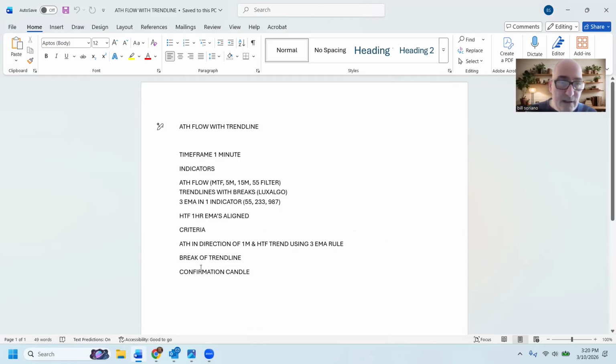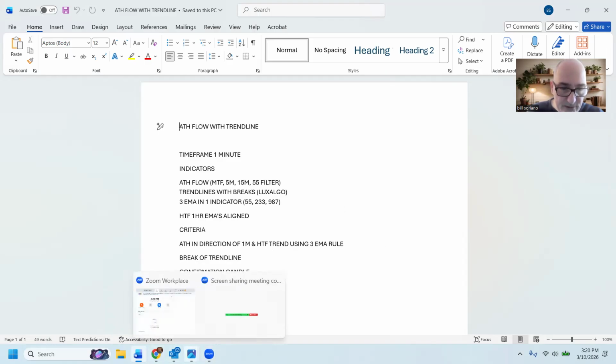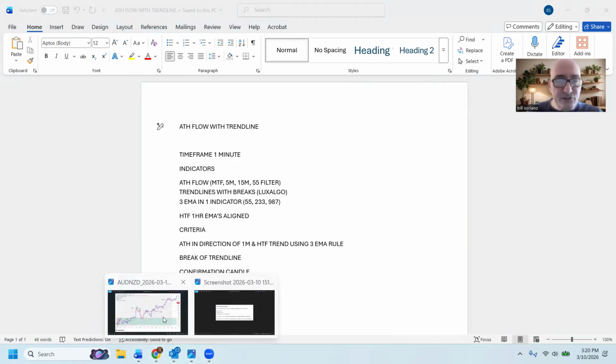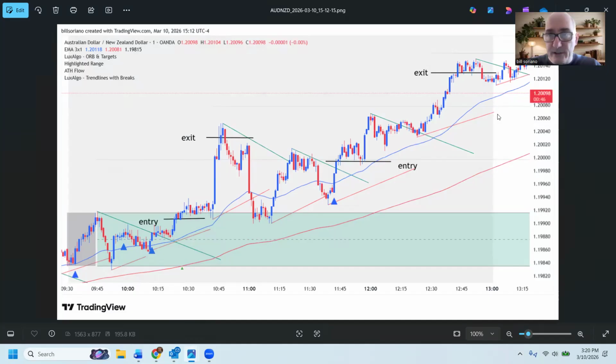Then you look for this break of the trend line and then a confirmation candle. So let's see. Before we get into that, or no, maybe I'll do that later. Let me show you some of the charts here. I made screenshots of them, just basically showing you where our entries and exits were.